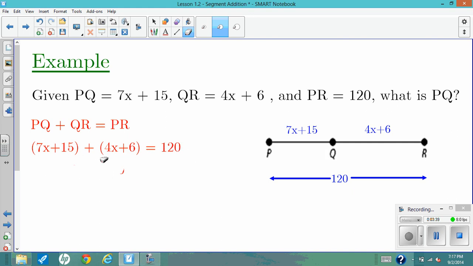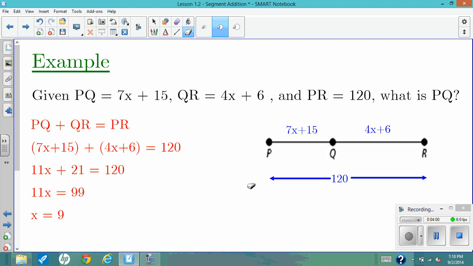We can simplify the left side, combining like terms, and solve this two-step equation for X. We get that X equals 9. Now remember, the question didn't ask for the value of X, it asked for how long PQ was, so we have a little more work to do.